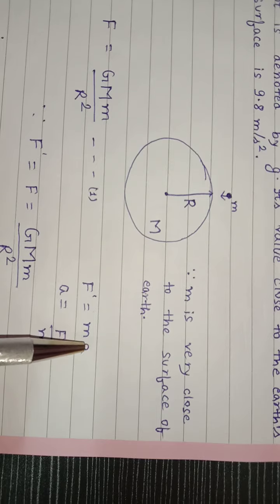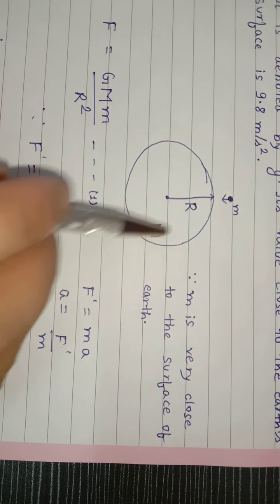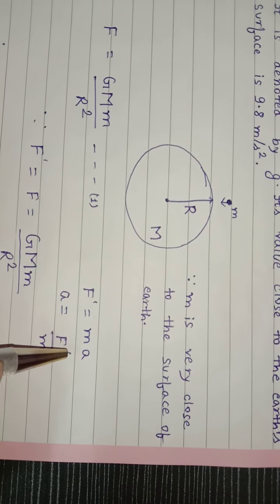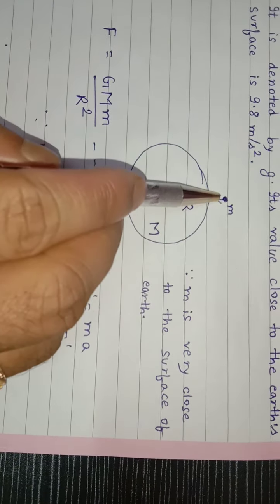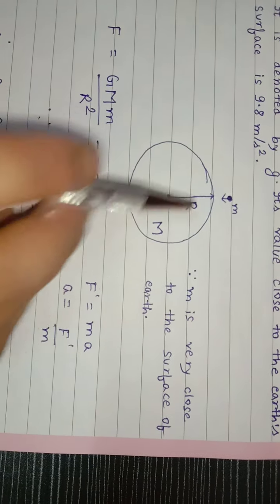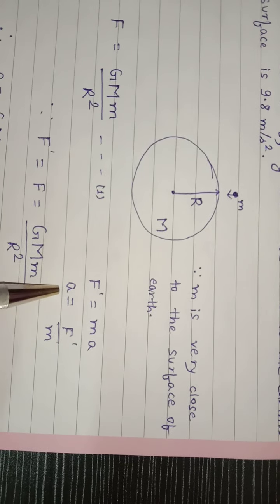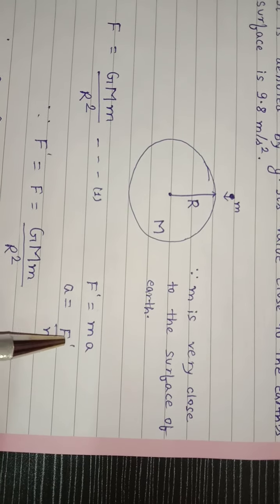Now according to Newton's second law of motion, we get another formula, that the force acting on the small body m is equal to mass into acceleration, where small m is the mass of the body and a is the acceleration produced in it. Now when we rearrange this equation, we get the formula for acceleration acting on that body, which is a is equal to F dash by m.